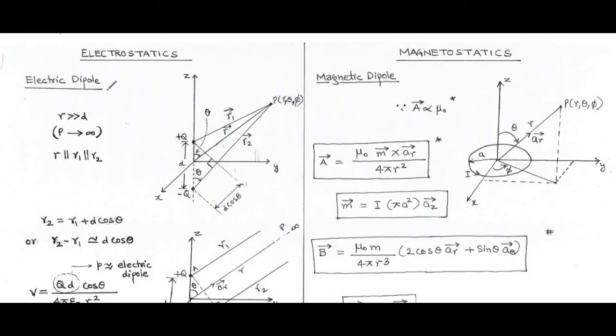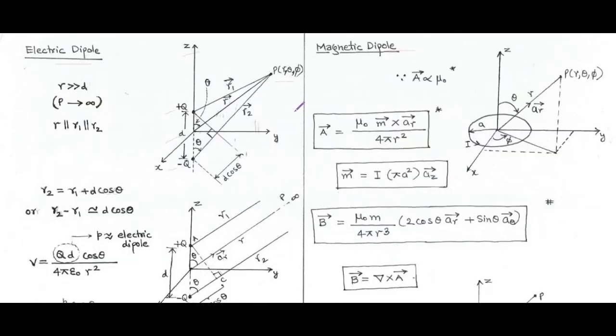Comparison between electric dipole and magnetic dipole. An electric dipole consists of two equal and opposite charges separated by some small distance d. Here we consider an electric dipole situated on the z axis, and we have to determine the potential at point P. With the help of potential, we can determine the electric field intensity E by the relation E vector equals minus gradient of V.